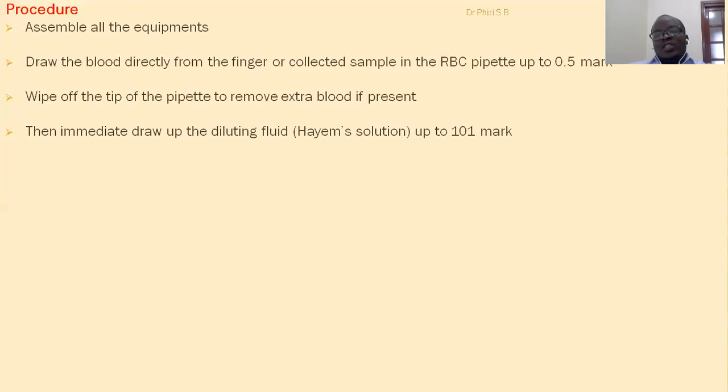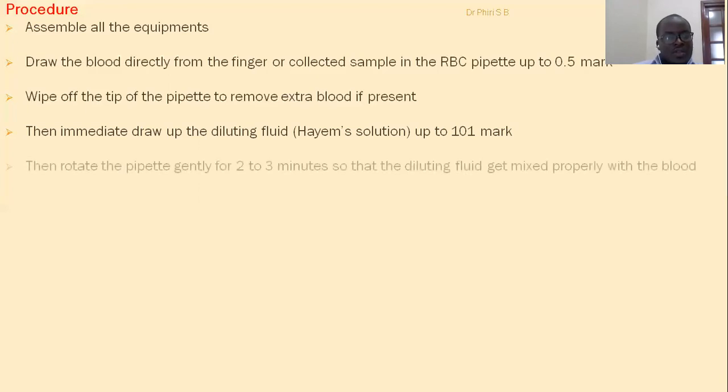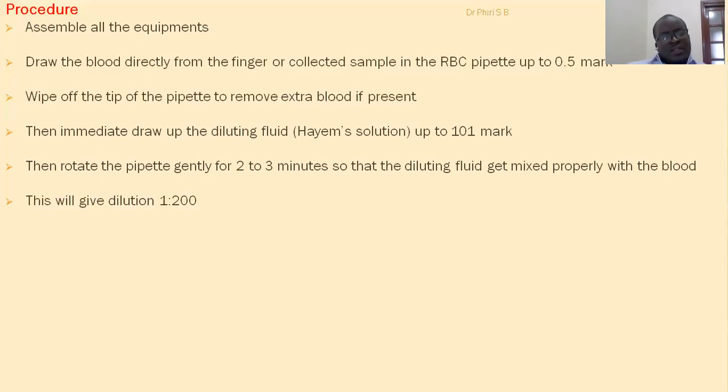Then you stop. After that, you gently mix the blood and the diluting solution. You rotate the pipette gently for 2 to 3 minutes so that the diluting fluid gets mixed properly with the blood. When you do that, you have a dilution factor of 1 to 200, meaning that you've diluted your blood 200 times compared to the normal whole blood. So you've separated these cells 200 times, in other words, from one cell to another cell. By so doing, they will be suspended nicely, and you'll be able to count them.